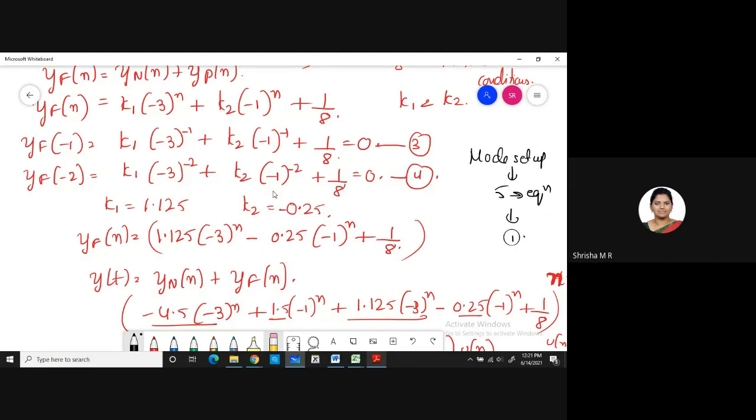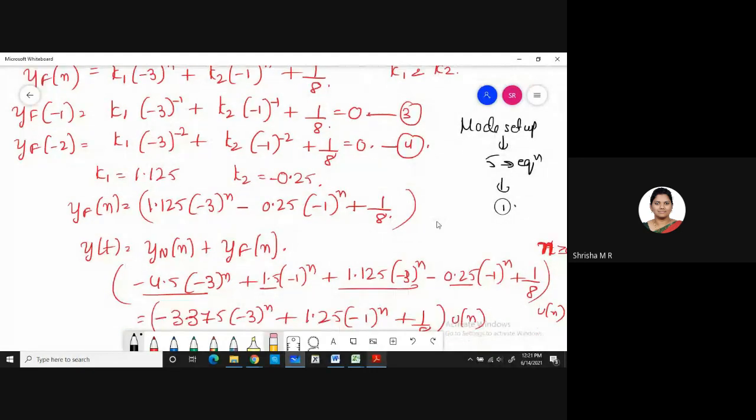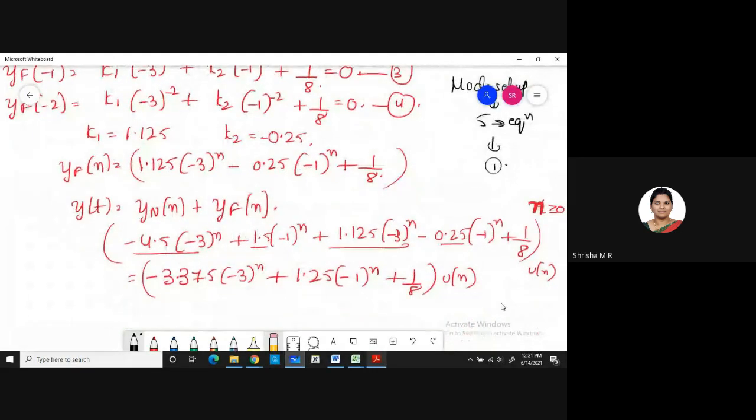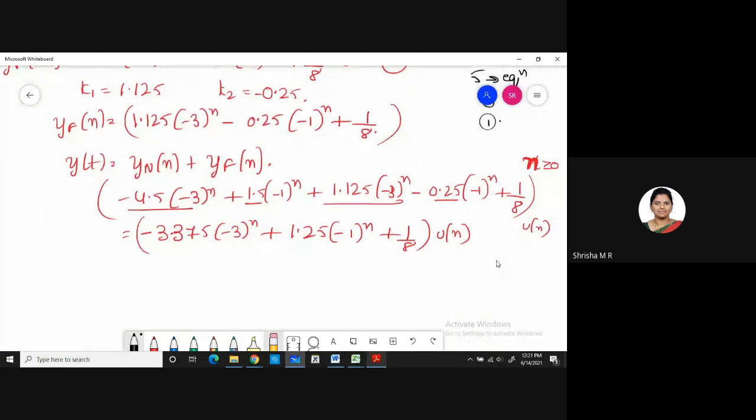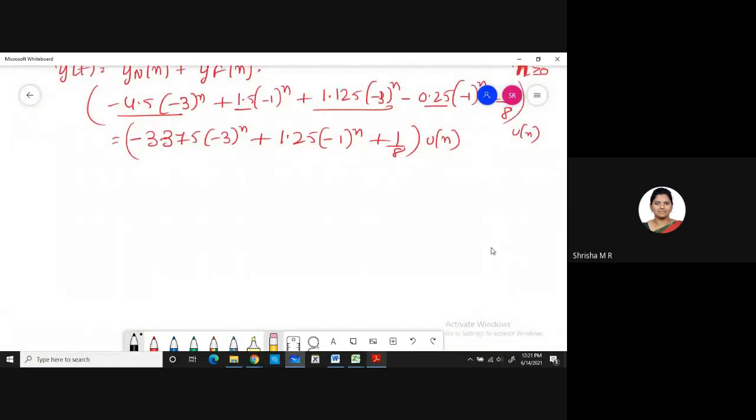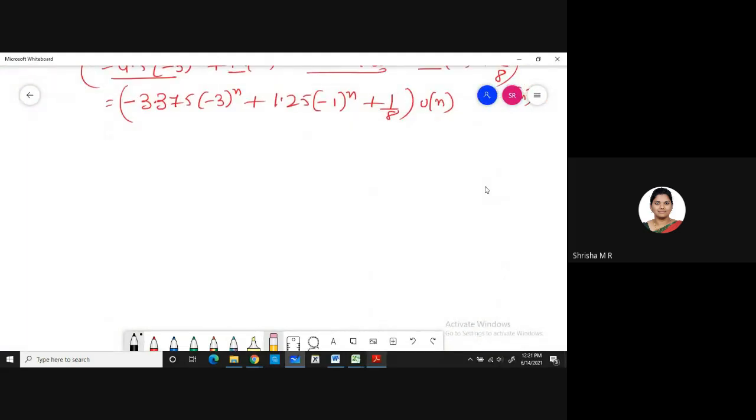So after finding K1, K2, put that in the forced response. Then you find the total response. Understood, everyone? Clear? Yes, ma'am. Let us take one more problem and solve it. So take down, find the total response.